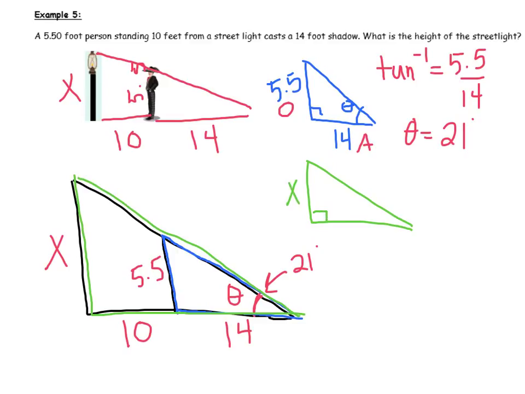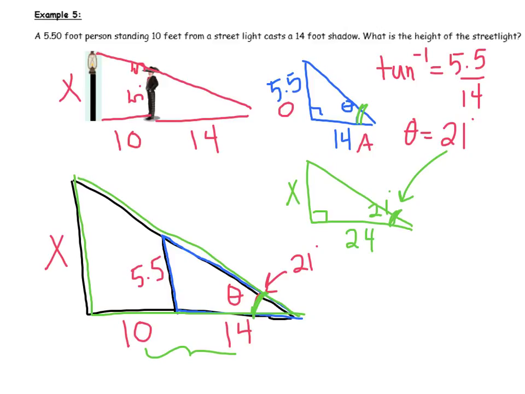The base will be 24. Now 24 we got because we added 10 and 14. And theta down here now is 21 degrees because this angle right here is shared by both triangles by the reflexive property. So since the angle was 21 degrees in the smaller triangle up here, it will also be 21 degrees down in the bigger triangle.